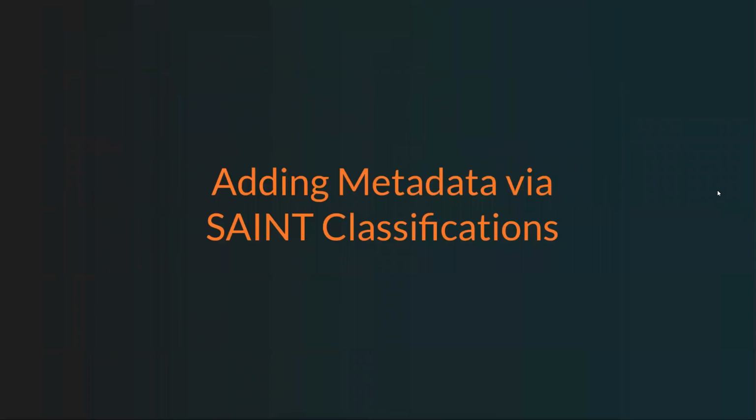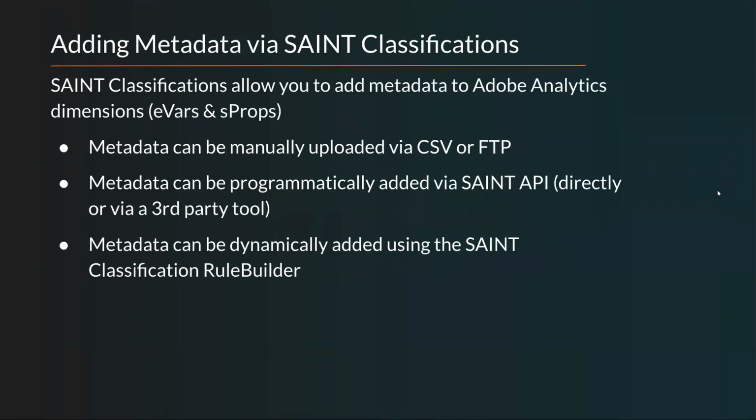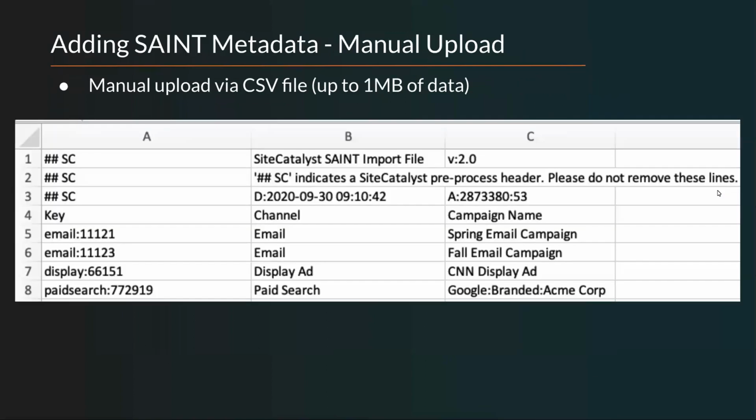So once you've got your SAINT classification set up, how do you get the metadata into Adobe Analytics so your users can take advantage of that data? There's three different ways. One is you can manually upload metadata via CSV or FTP. Second, you could programmatically do it using the SAINT API, either by yourself or with the help of a third-party tool, or you can dynamically assign your metadata using the SAINT classification rule builder. And I'm going to touch upon each of these.